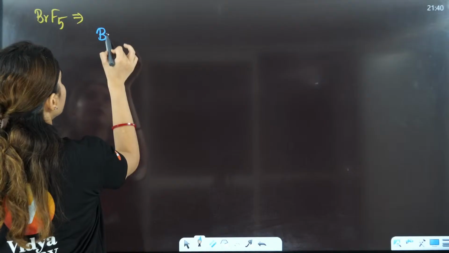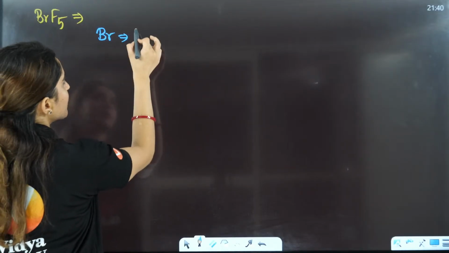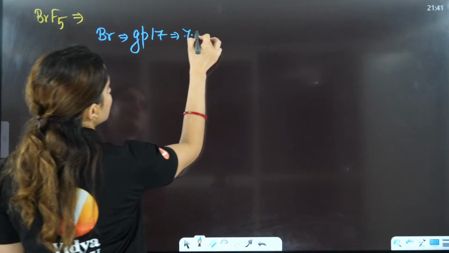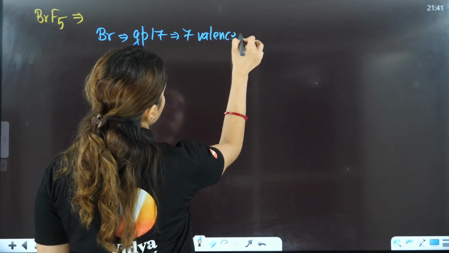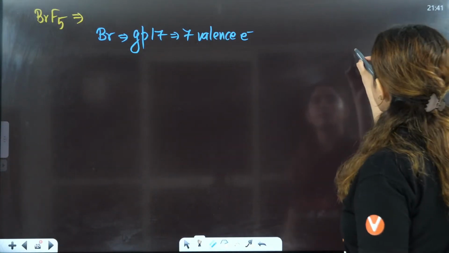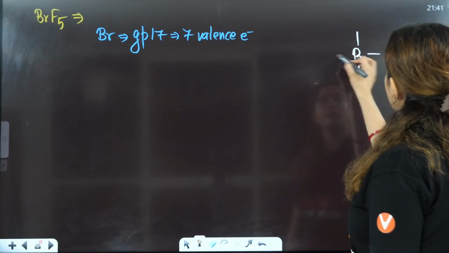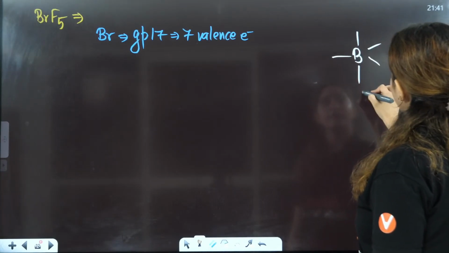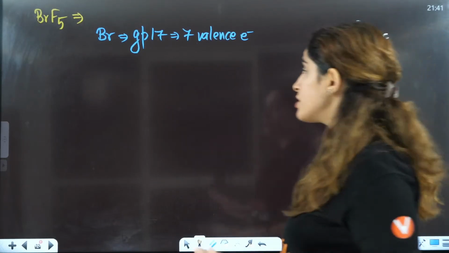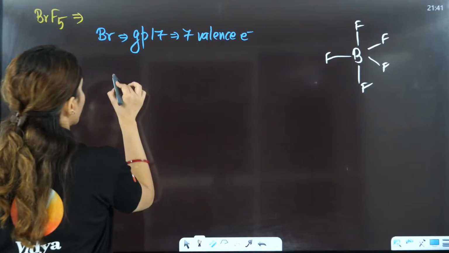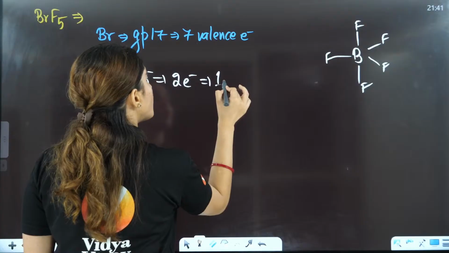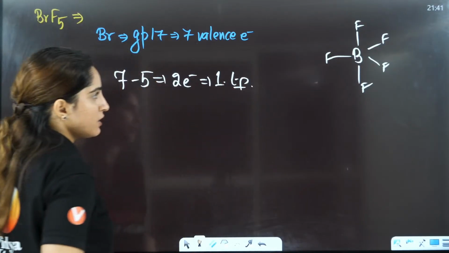So Br belongs to which group? Group number 17. That means it will have 7 valence electrons. Now how many bonds is it making? It is making 1, 2, 3, 4, 5. I have no idea what the structure is, I just know that it is making 5 bonds. So it is 7 minus 5, that is 2 electrons. That means there is 1 lone pair as well.